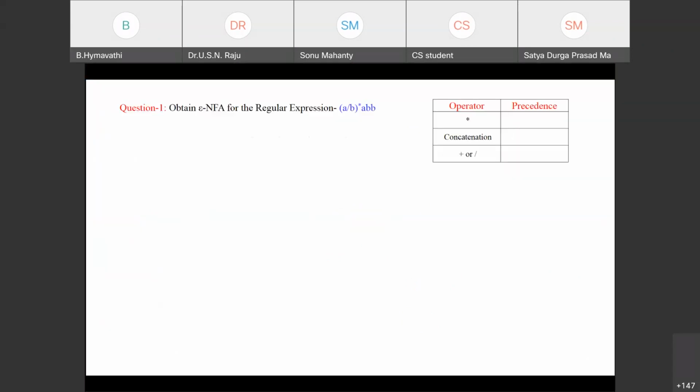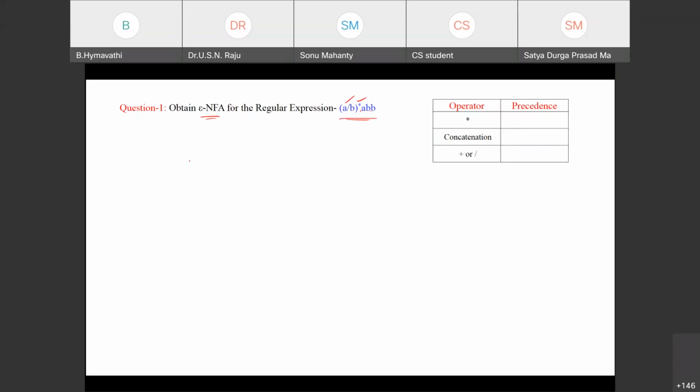Now obtain the epsilon NFA for the given regular expression. What are the different operators that it has? It has the star operation and the OR operation. Does it have concatenation also or not? Yes, sir. Even though I have not written the dot here, that means there is a dot here, and a dot here. Now, this is the procedure.